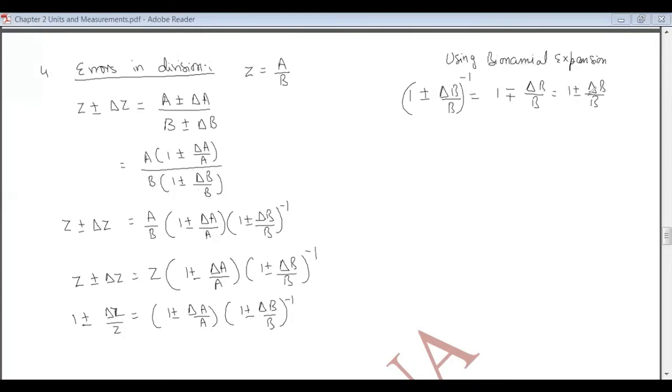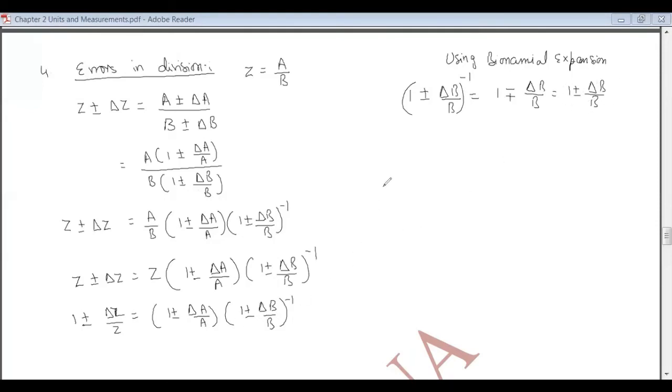The higher power terms are neglected as compared to these two terms, so we retain only these two terms. The only thing is, this minus 1, the power, is multiplied over here. So we get this answer.